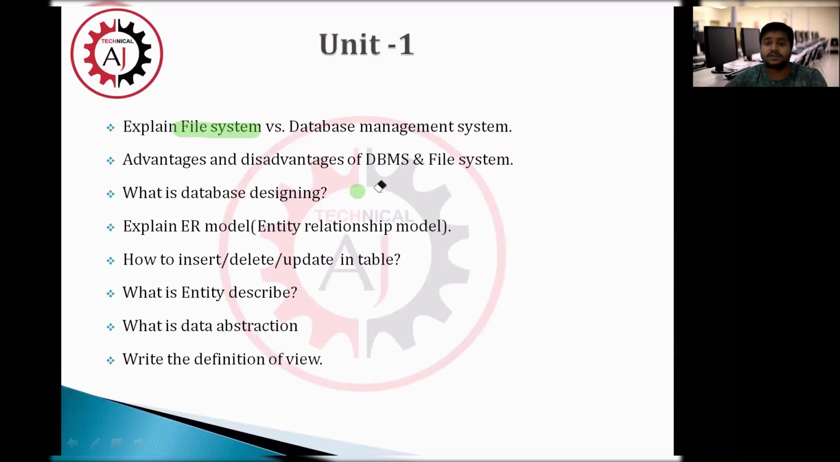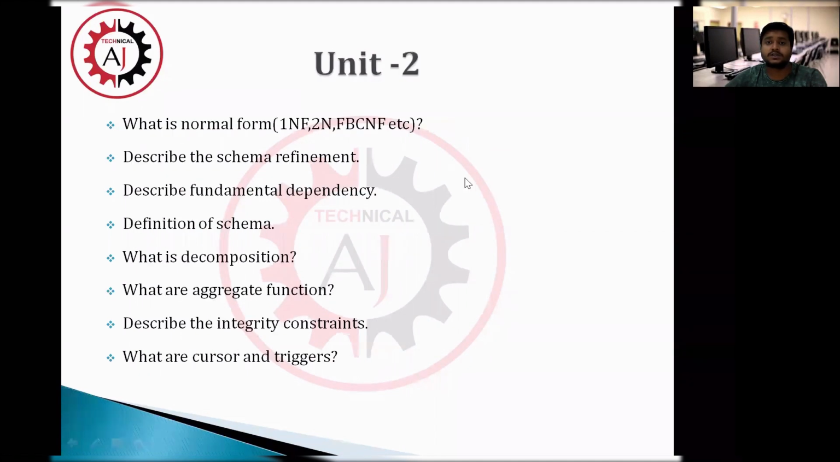So now we will see the second unit, what we will learn in the second unit. In the second unit there are 6 to 8 questions. Number one, what are normal forms? Yes, this always comes. Please study this question. 100% it will come in your examination.